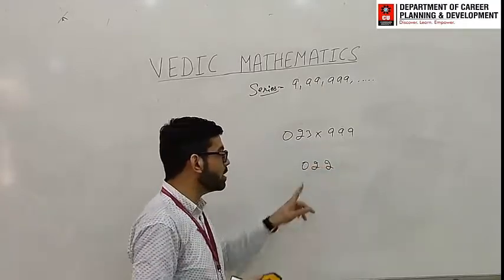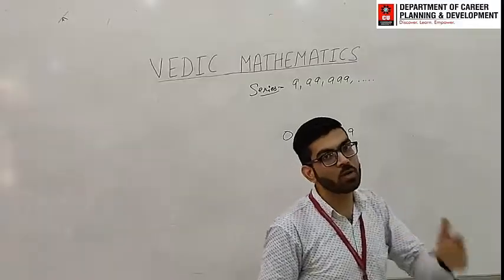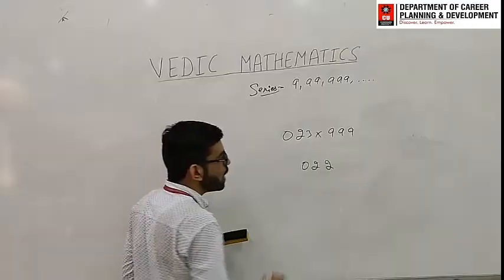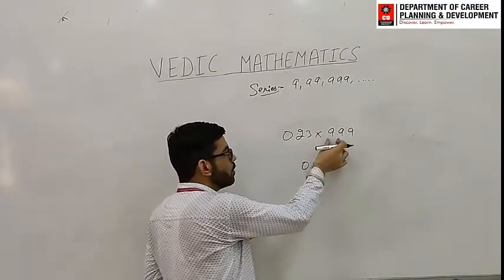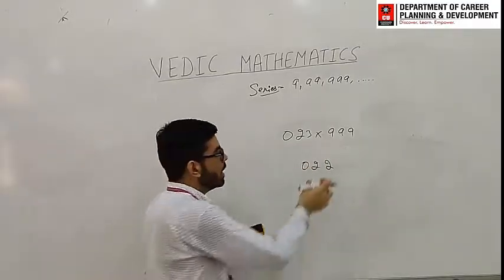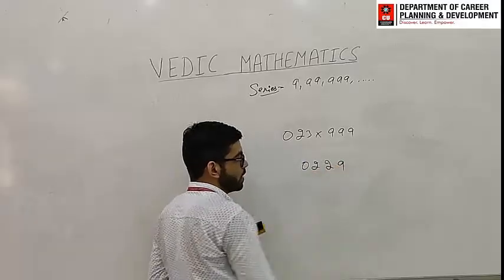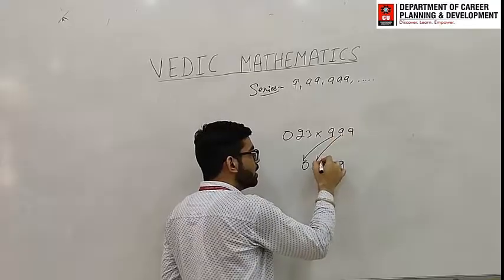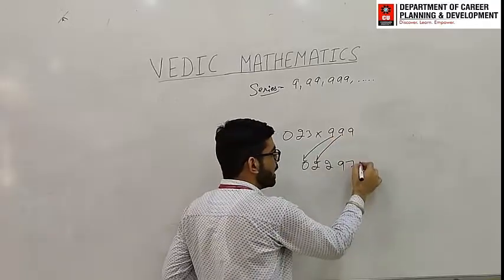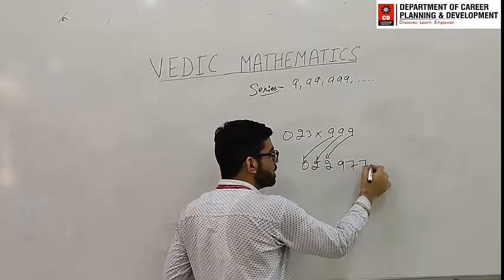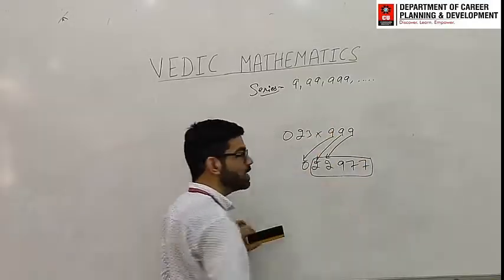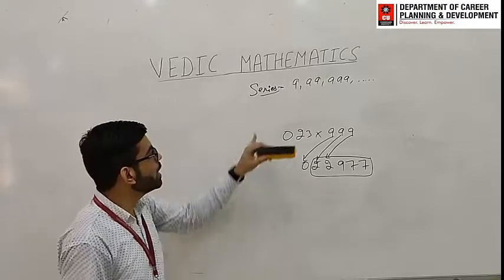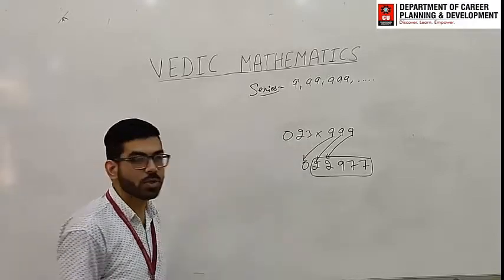It is important to write a 0, otherwise definitely you will make mistakes in this type of questions. So 0 2 again. See the difference from 9 to this number, that means 9 minus 0, 9. Next number, 9 minus 2, 7, and 22977 will be our answer. So I hope this one is clear to everyone, whenever multiplying a series with 9 and so on.